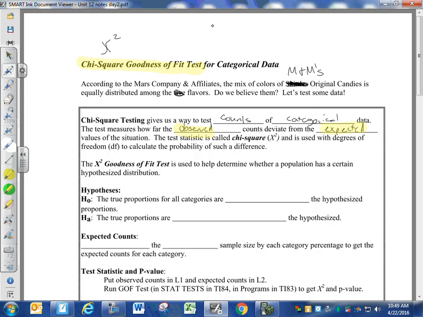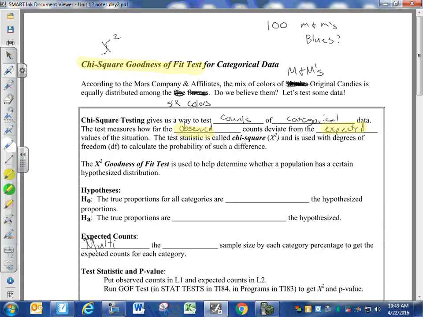Okay, so let's say I have 100 M&Ms. And I want to figure out how many blues we should have based on what they claim. They claim that all of the M&Ms should be equally distributed. Okay. Well, how can I find the expected amount of blues if I have 100 M&Ms? How many colors? Right, there are 6 colors, so let's change this from 5 flavors to 6 colors.